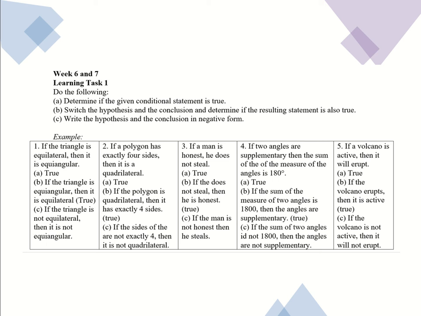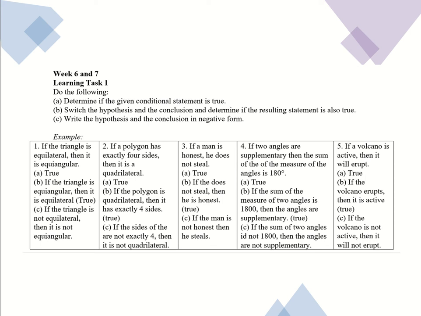Number 4, if two angles are supplementary, then the sum of the measure of the angles is 180 degrees. So this is true. If the sum of the measure of two angles is 180 degrees, sorry for the typographical error, then the angles are supplementary. So that is also true. If the sum of two angles is not 180 degrees, then the angles are not supplementary. Okay?